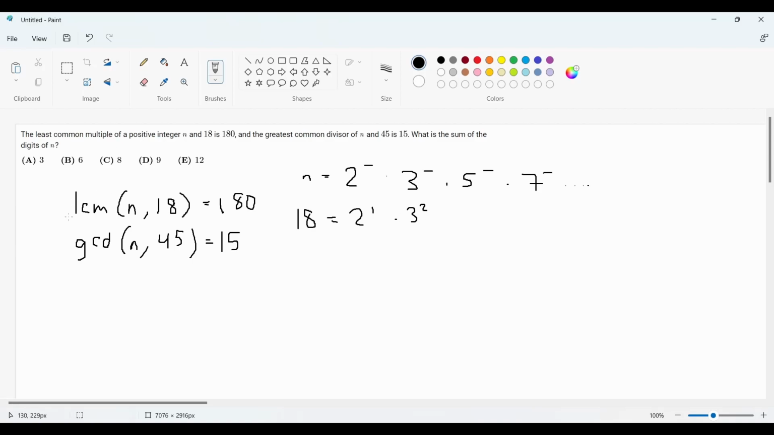And so when we say the LCM of n and 18 is 180, we need to figure out what the prime factorization of 180 is. It's just 18 times 10, so by introducing an extra factor of 10, which is 2 and 5, we can turn this 18 into a 180. So I'll add an extra 2 and I'll add an extra 5. And that is how we should turn this 18 into 180.